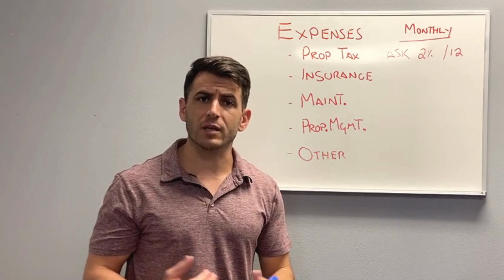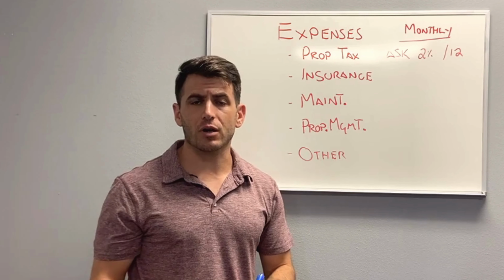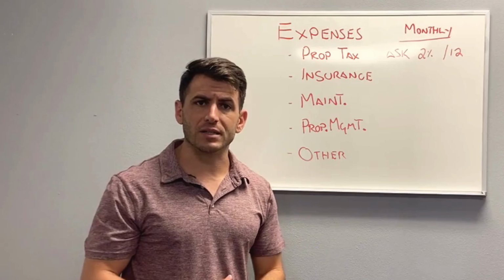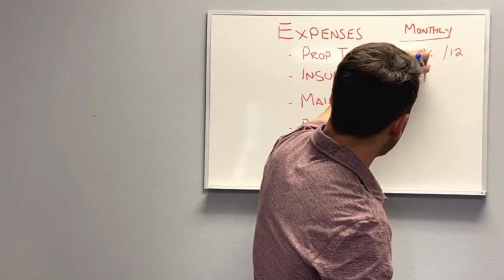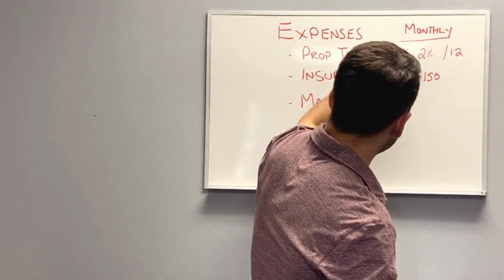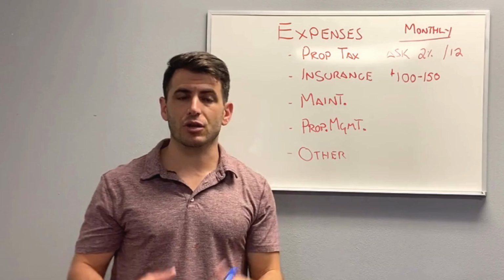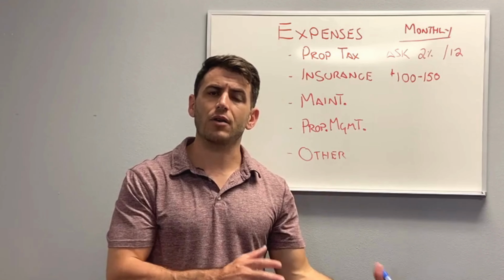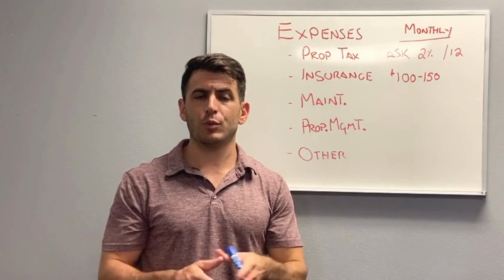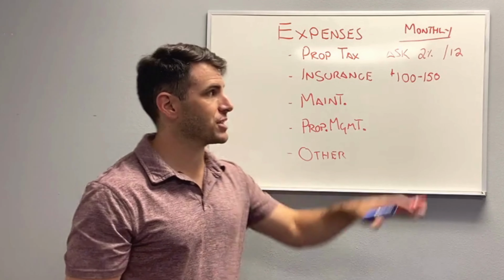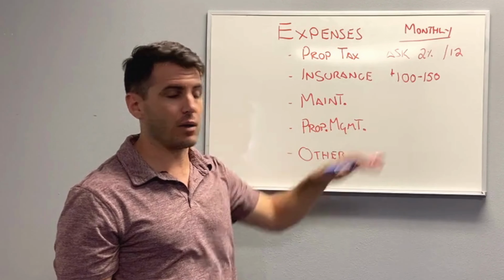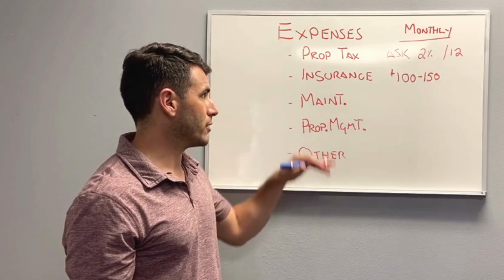Insurance. This one can be very difficult. So make sure you talk to an insurance agent before you finalize this number. But for rough math, I usually say between 100 and 150 a month in insurance expenses. $100 is more my single family side. Duplexes and fourplexes can get to 150 or slightly higher. But again, this is a number you're going to want to verify before getting too far down the rabbit hole.